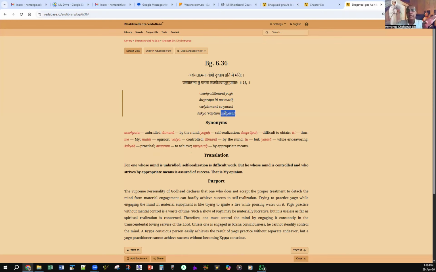Upayata means upaya, solutions, the path. So if you try to control with the right upaya, with the right process, shakyo vaptum, you will achieve it. What will you achieve? Controlledness of the mind. And what is the process? What is the upaya? He told in the previous verse: abhyasena tu kaunteya vairagyena cha grihyate. Keep doing abhyasa. Keep doing abhyasa.